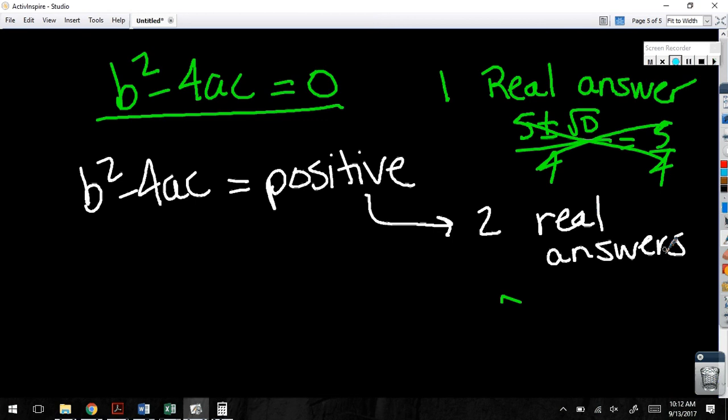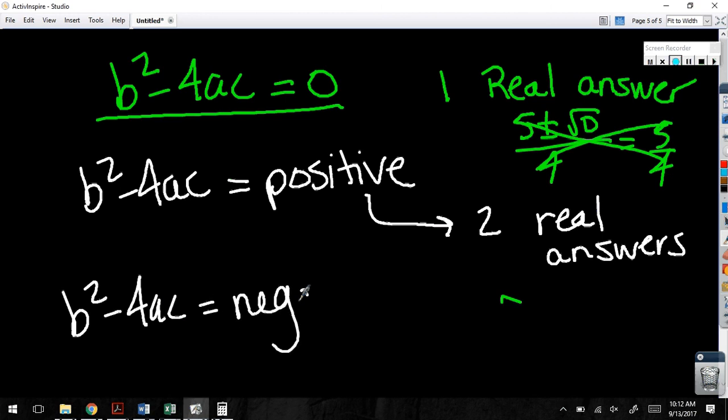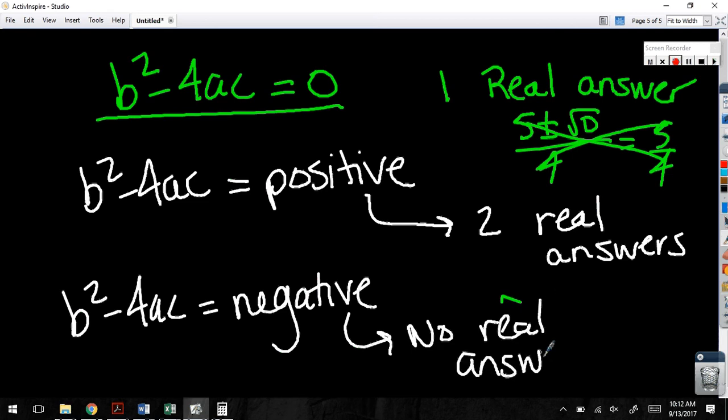Now there's only one other possibility. If a number is not 0 and it's not positive, what else could it be? Negative. So if b squared minus 4ac is negative, now think about this. I'm talking about a negative under a radical. Uh-oh. So I'm going to say here there are no real answers. We'll get to this a little bit later, but we'll talk about what that means.